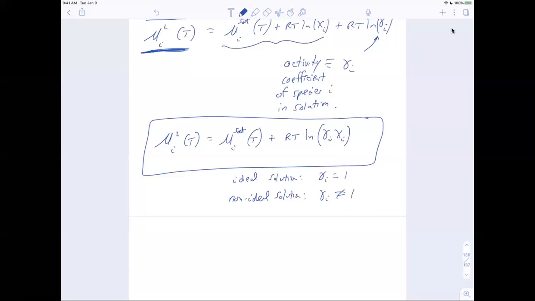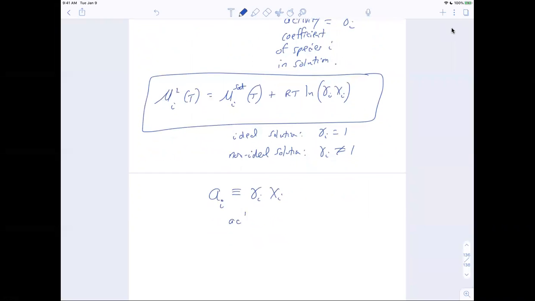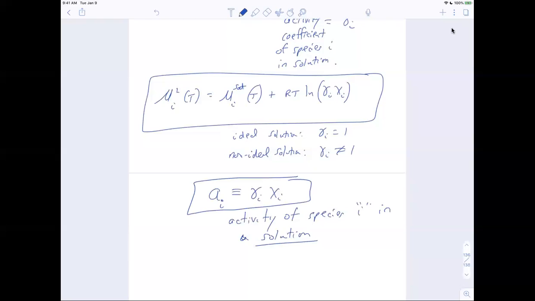Okay? And we can make this even more compact, and this is how you see this in the literature, and this is really the most fundamental way to think about things when it comes to chemical potential. We're going to say that there's a thing called A sub I, which is the activity of species I. We're going to define it as gamma I times x sub I, and this is the activity of species I in a solution. Okay? This is an important concept, the activity.